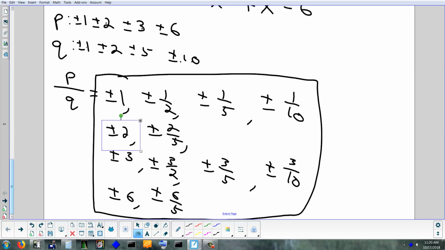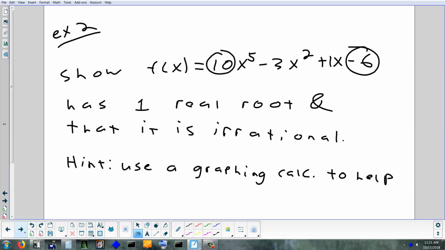This is a bigger one, probably the biggest one we do today, because we've got 4, 6, 10, 12, double it for negative, so there's 24 different places it could cross at a rational number. Okay, now, using that list, we're going to answer this question.